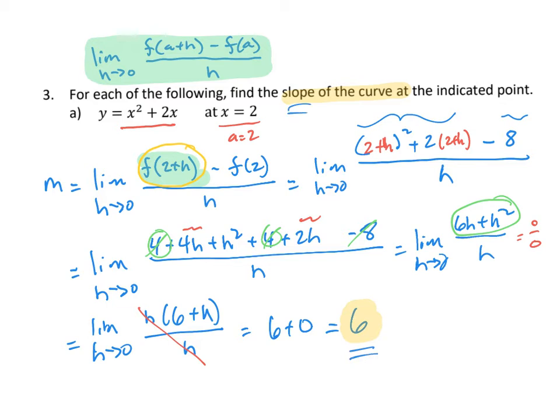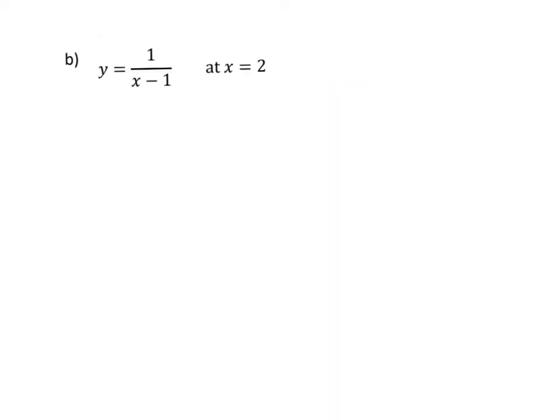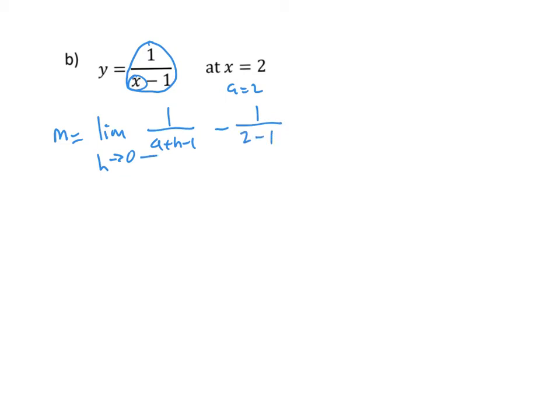Okay, let's look at letter B, where we're also going to find the slope. So same instructions as letter A. They're telling us a equals 2, and then we want to find the slope. So I'm going to go right into the limit. It's the limit as h approaches 0 of f of a plus h. So that means I have to plug a plus h into this function where the x is. So that is going to be 1 over a plus h plus 1. Oops, that's not plus 1, it's minus 1. Then there's a minus sign. Then it's just 1 over 2 minus 1, because that's f of a. And all of that is over h.